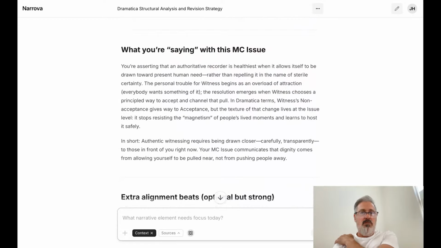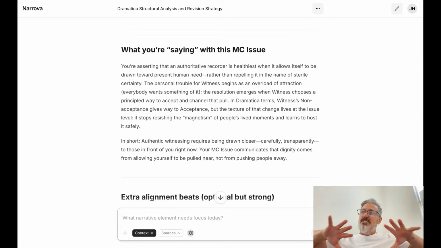Okay, what am I saying with you're asserting that an authoritative recorder is healthiest when it allows itself to be drawn toward present human need rather than repelling it in the name of sterile certainty. The personal trouble for witness begins as an overload of attraction. The resolution emerges when witness chooses a principled way to accept it and channel that pull. In Dramatica's terms, witness's non-acceptance gives way to acceptance, but the texture of that change lives at the issue level. It stops resisting the magnetism of people's lived moments and learns to host itself safely.